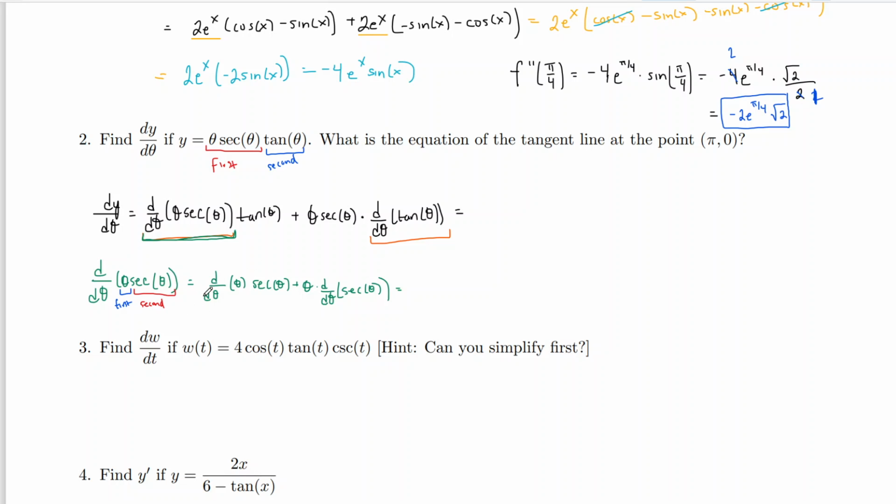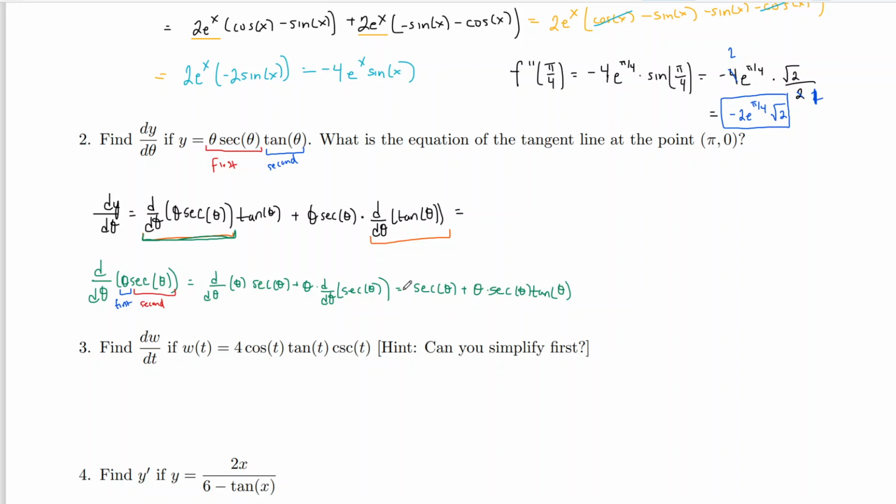The derivative of theta with respect to theta, well, that's just 1 because it's just the variable. So this is 1 times secant of theta plus theta. What's the derivative of secant of theta? You probably have to look at your hopefully formula sheet that you made a little bit above, or at least wrote down the formulas. The derivative of secant of theta is secant of theta times tangent of theta.